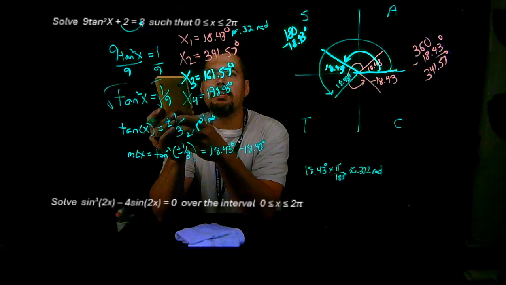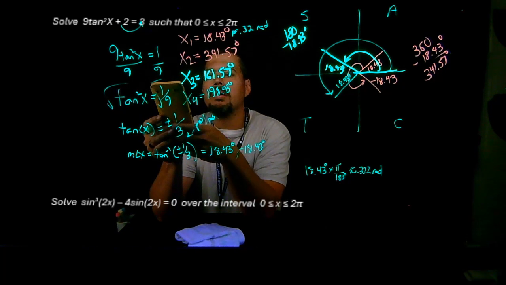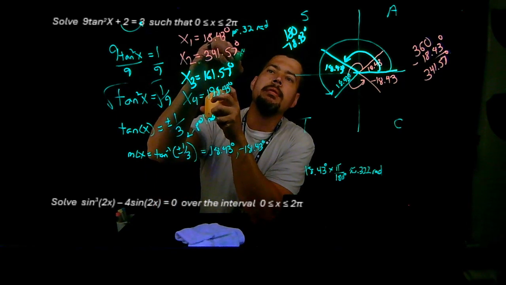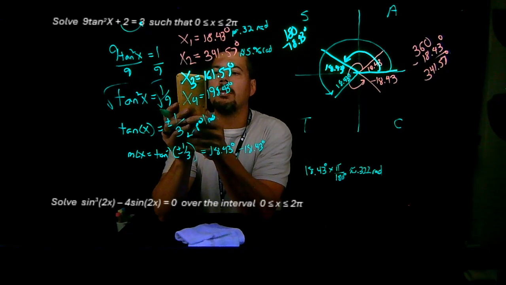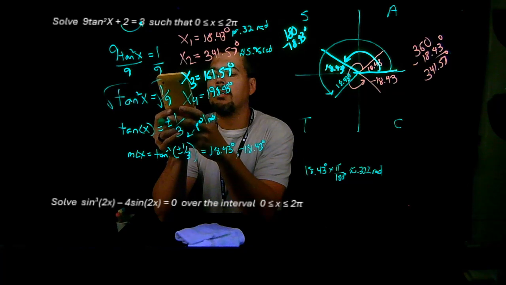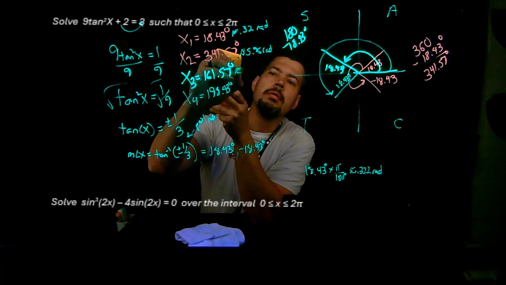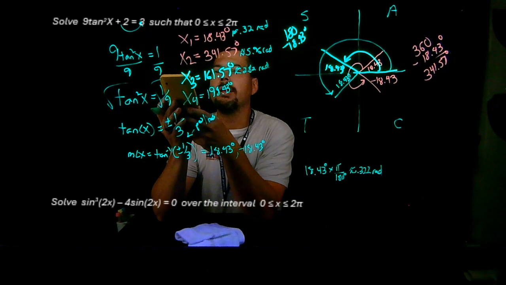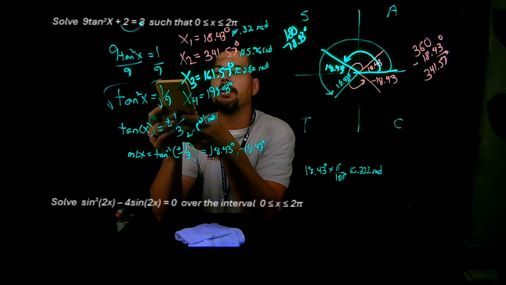And I'm just going to repeat the process for everything else. So 341.57 is about 5.96 rad. This is about 2.82 rad. We got the 198.43, and it's about 3.46 rad.